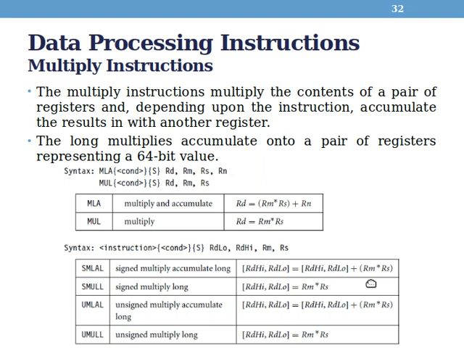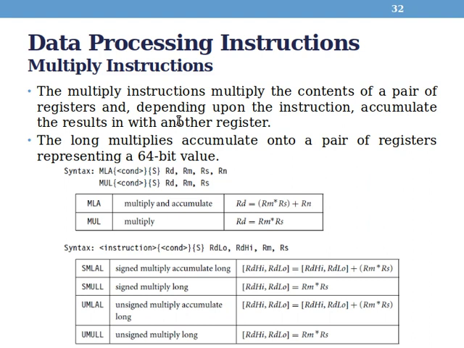Next in the data processing instructions is the multiply instruction. Till now we have dealt with the move instruction, arithmetic instruction, and compare instruction, and next we are into the multiply instruction. As the name suggests, it is just for multiplication. We have two types, MLA and MUL. MLA does two things: multiplication as well as accumulating the result.